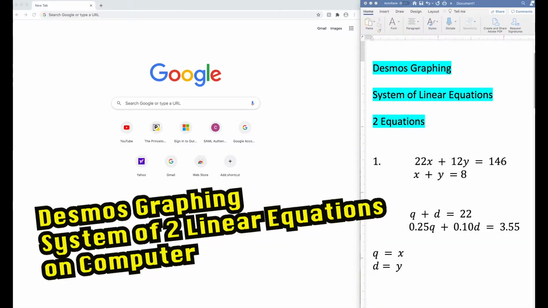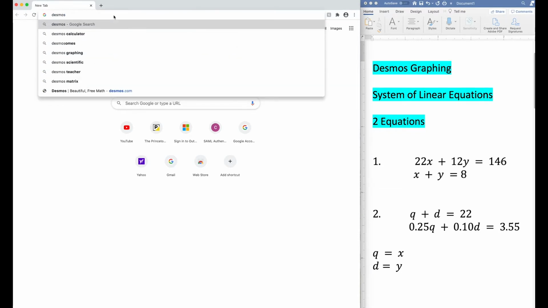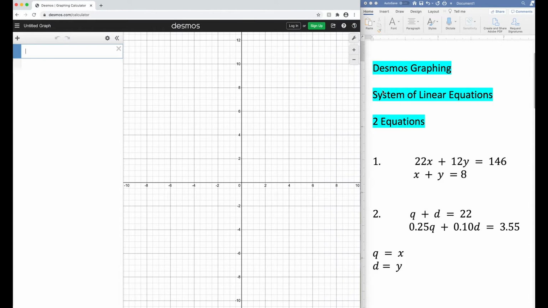How to graph a system of linear equations using Desmos. I have a video for using a cell phone and also online, I mean on the web. So here we go, you can just click on this. The first one will go to Desmos. Super easy, guys. You want to type in the equation.